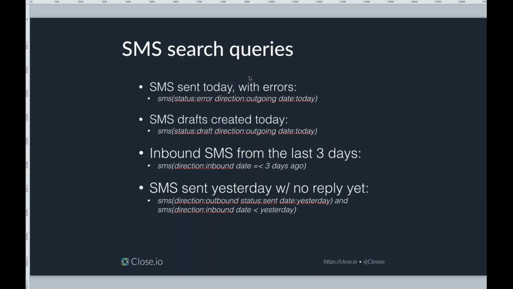Now what this does, and this is the example you see here with SMS sent today with errors. So this query is meant to pull up all of the SMS that have been sent today that have errors on them. So by putting SMS in a parentheses and then declaring the status, the direction, and the date, it's only going to pull up SMS that have been sent today. Whereas if you were just to write SMS underscore sent, it could be sent from any time. So this really narrows it down and is a good way to search for SMS.